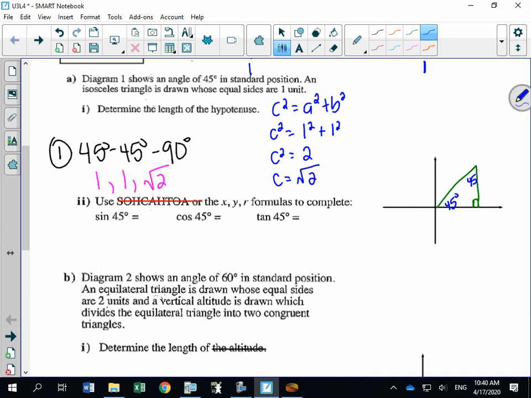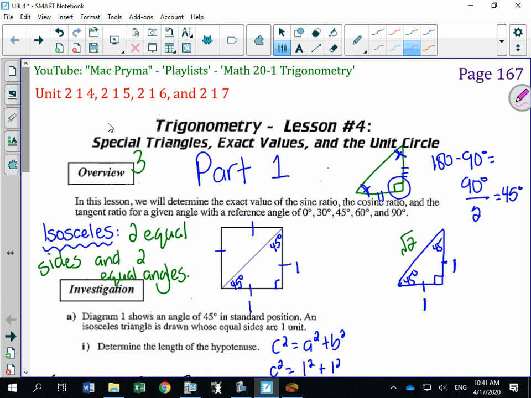45, 45, and let's label everything. So 1, 1, root 2. What's going to happen is I'm going to say to you guys, I need you to tell me what the exact value of the sine of 45 is. So if you go back up to this lesson, the title is Special Triangles and Exact Values, okay?